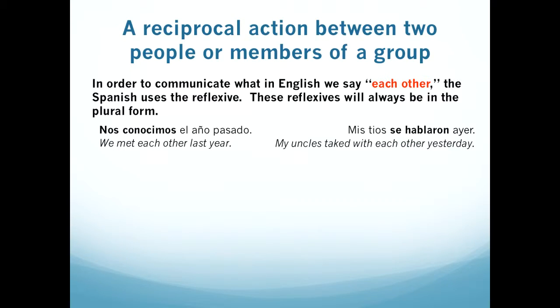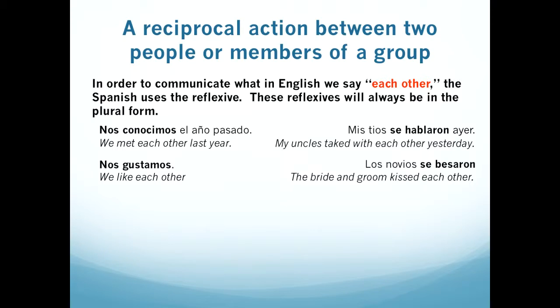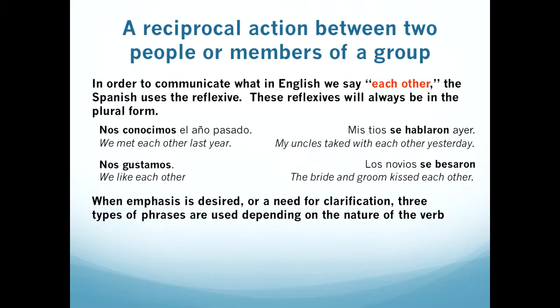Nos conocimos el año pasado. Mis tíos se hablaron ayer. My uncles didn't merely hablaron, se hablaron, they talked with each other, ayer. Nos gustamos. We like each other. Los novios se besaron. The bride and groom kissed each other.